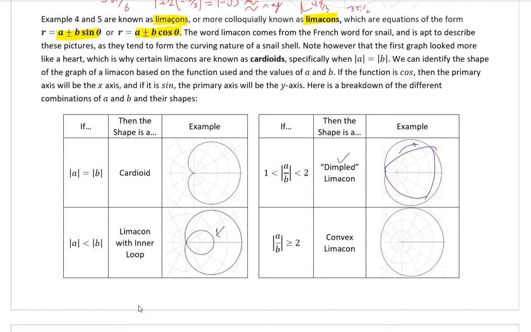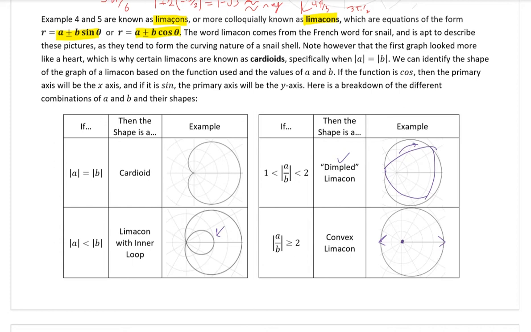If a over b is greater than or equal to 2, you get more of a convex-like limacon. Basically, it looks like a circle, but not quite. It's not flat on any side, it's rounded, but it's not a perfect circle. Notice this one goes a distance of 4 from the origin, whereas if I go the other distance, I only have a distance of 2. Even though it does still look like a limacon or a circle, it's a little bit off.